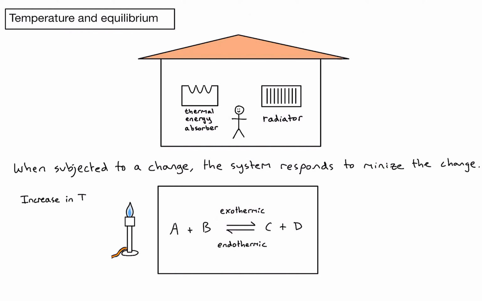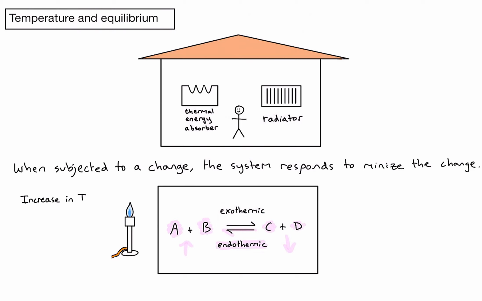How can my system reduce that amount of thermal energy? Well, it can move in the endothermic direction. Equilibrium will move in the endothermic direction, meaning we're going to get more of that reverse process happening and absorbing thermal energy from inside my box. And what effect is that going to have? Well, the concentrations of A and B are going to increase if that backwards reaction is occurring at a greater rate. Therefore, my products, C and D, they're going to experience a decrease in concentration.